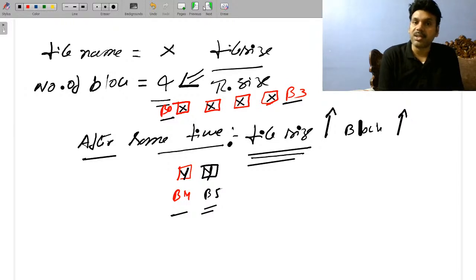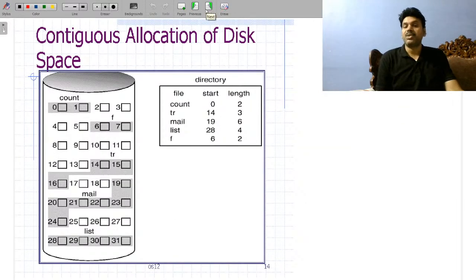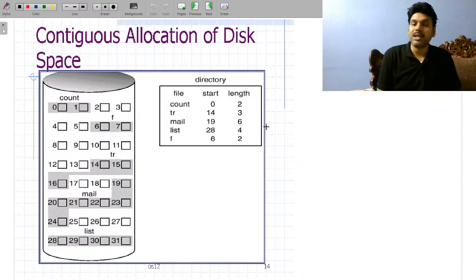Now, the next kind of file system is called what? Linked list fashion. Before that, we will see the contiguous allocation diagram.